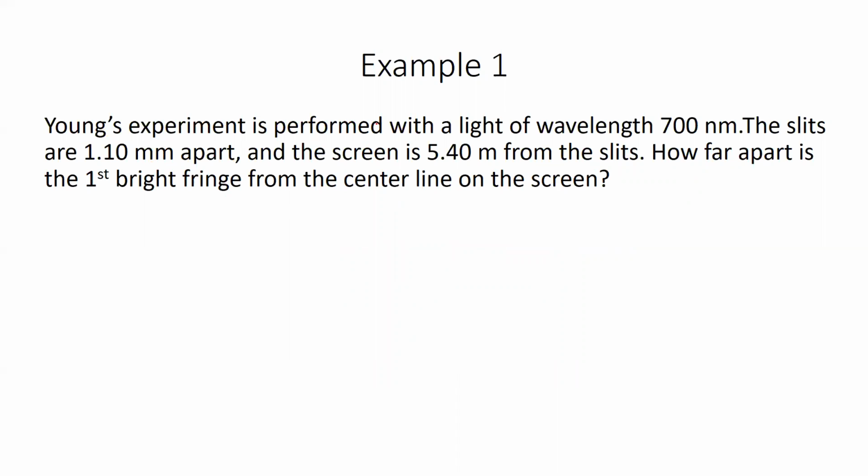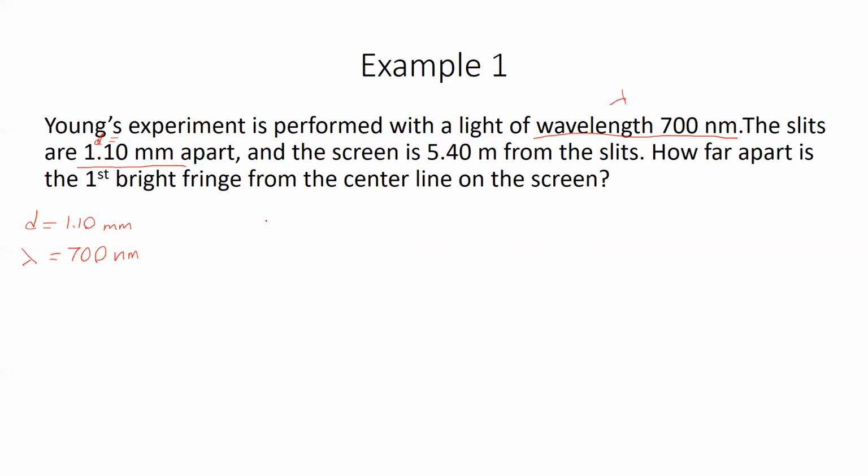Young's experiment is performed with light of wavelength 700 nanometer. This is important information, 700 nanometer. This is our lambda. The slits are 1.10 millimeter apart. So this is our d. But remember, everything should be in meter. So d is 1.10 millimeter and the wavelength is 700 nanometer. Later on we need to convert both of them to meter.